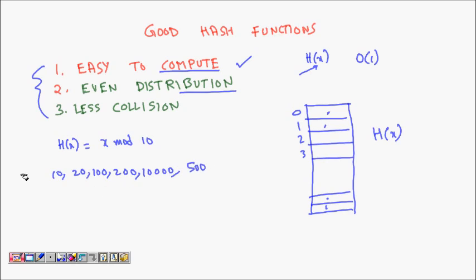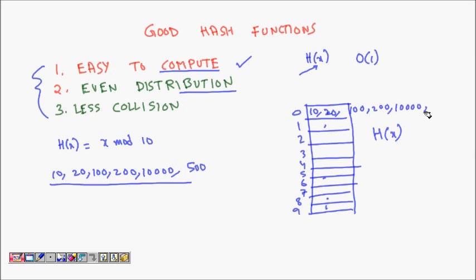Okay, so what will happen for this particular input, in fact, this x mod 10, which is the hash function, is not evenly distributed. Okay, so let's see why. Cells 0, 1, 2, 3, 4, 5, 6, 7, 8, 9. 10 modulo 10, this will hash, 10 will come here, 20 will also come here, 100, 200, 10,000 and 500 all will come here. So this is not even distribution of these numbers in this hash. Because in this table still 9 out of 10 cells are empty and all of them are hashing to the same 0th cell. Okay, so that's not a good distribution.